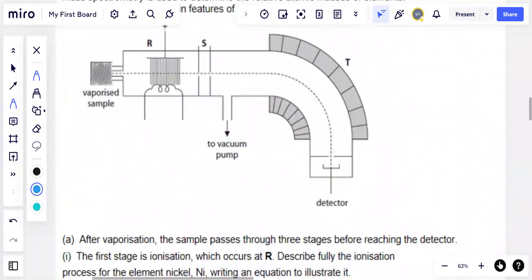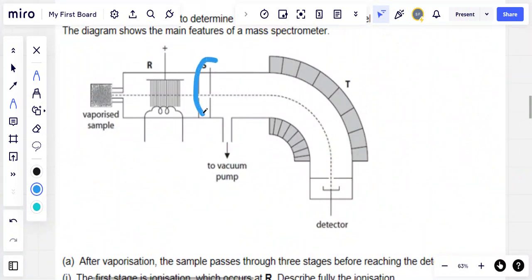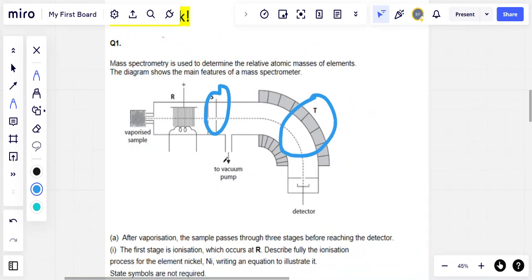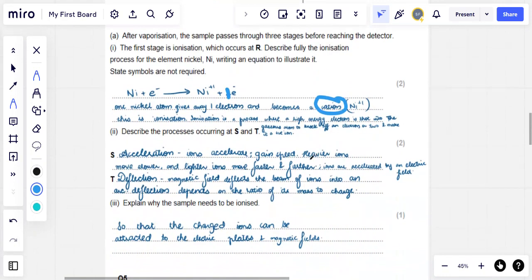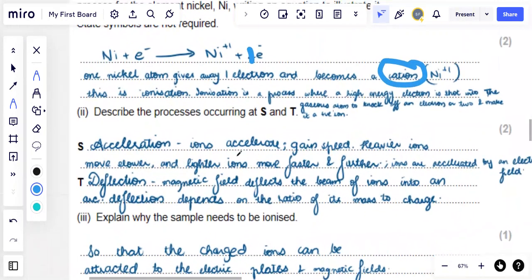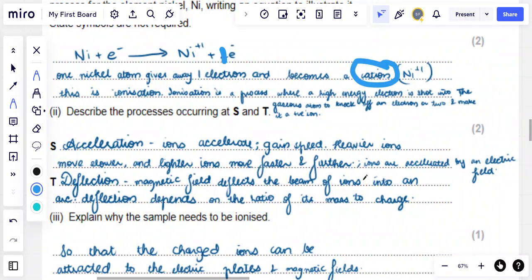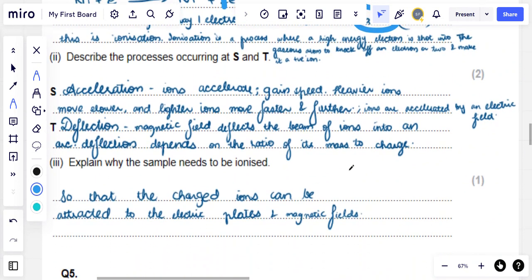Now, describe the processes which are occurring at S and at T. So at S, you have acceleration. At T, you have deflection. Ions accelerate, gain speed. Heavier ions move slower and lighter ions move faster and further. Common sense. Ions are accelerated by an electric field. Deflection: a magnetic field deflects the beam of ions into an arc. Deflection depends on the ratio of its mass to charge.